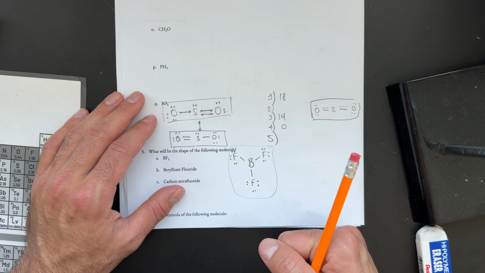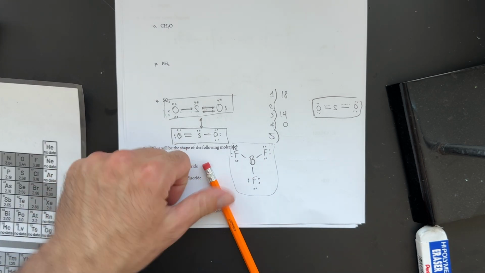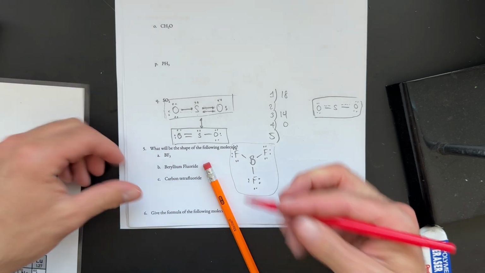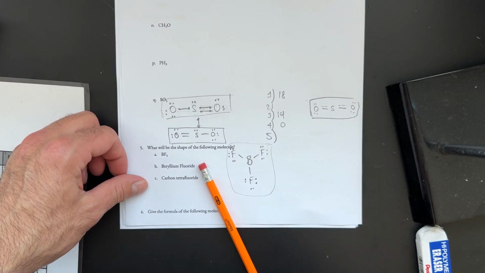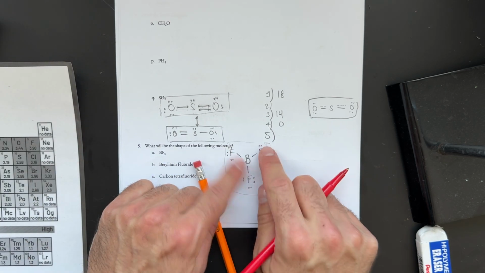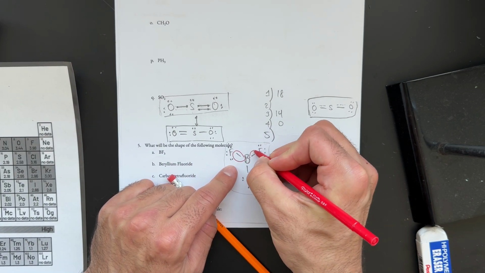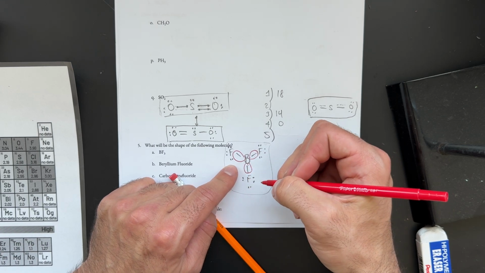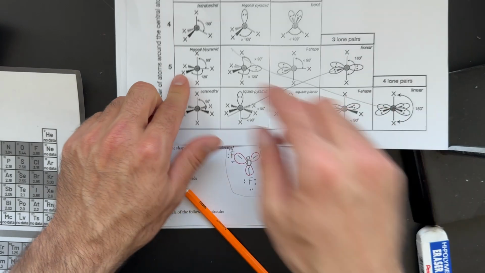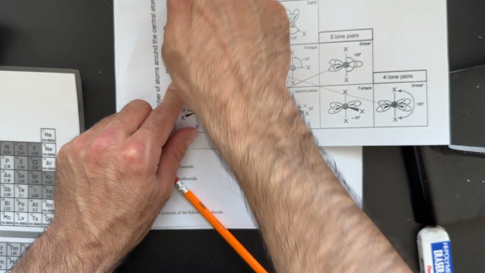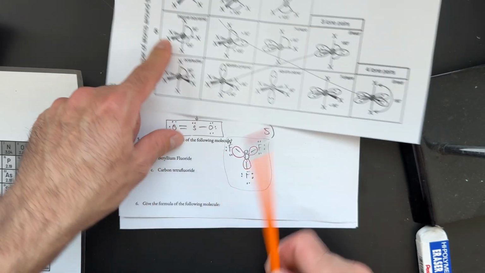So BF3 looks like this, and the question is, what's the shape? Remember, when we're looking at shape, we only care about the central atom, what's happening around the central atom. We don't care what's happening with the fluorines, we care about what's happening around B. Around B, we can see there's 1, 2, 3 electron domains, 3 bonds. So there's 3 things around it, none of which are lone pairs, so we fall into this situation. So it's trigonal planar.